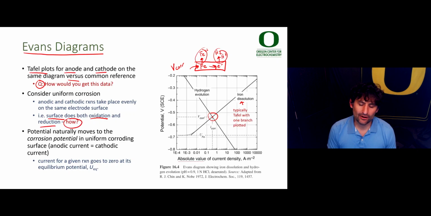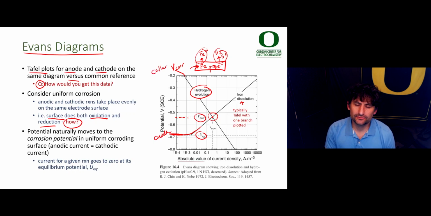I say here, how? Well, the answer is pretty straightforward. The equilibrium potential for iron is down here. Notice the equilibrium potential is where the current goes to 0, so the current's tending towards 0 here. The equilibrium potential for the hydrogen evolution reaction is going to be somewhere up here, versus SHE. And so simply put, the corrosion potential where this piece of metal ends up is somewhere in between the equilibrium potential for the anode and the equilibrium potential for the cathode.